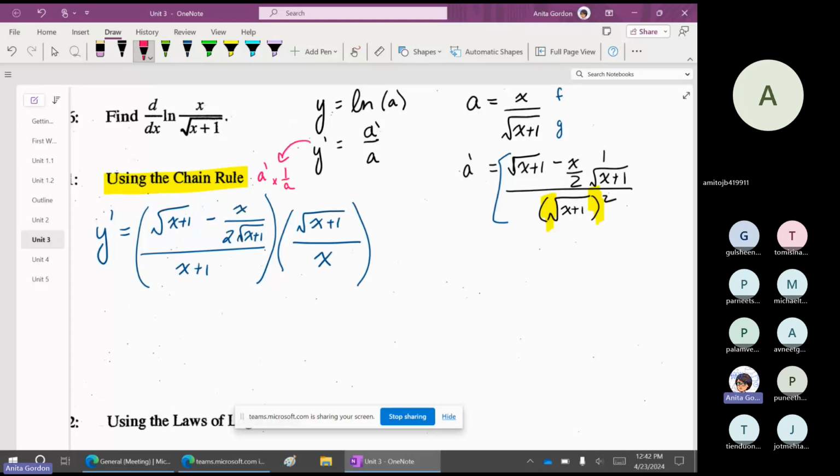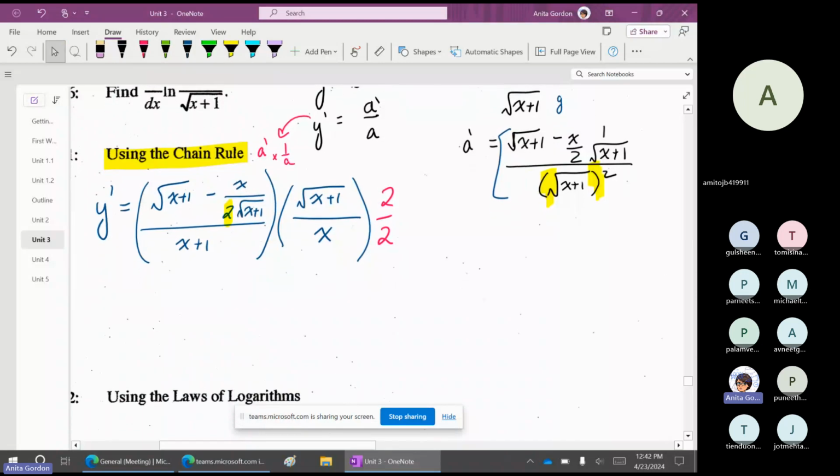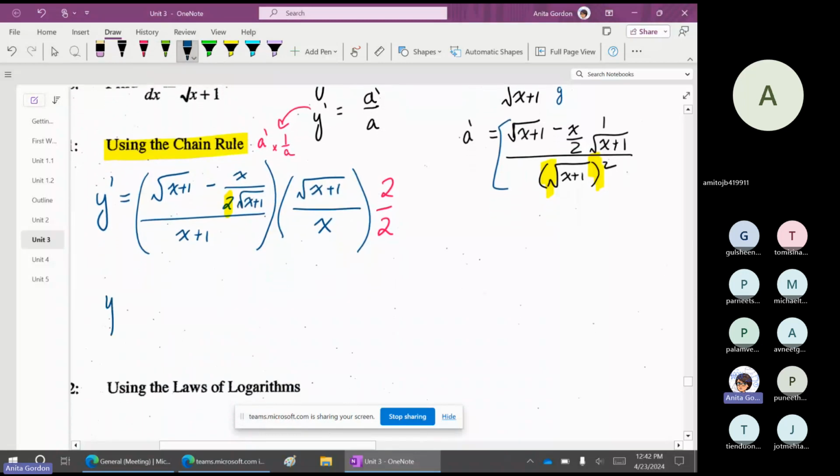Okay, if I do this, I see that the numerator does get simplified, but I still have a 2 in the bottom. So let's multiply by 2 over 2, right? Because I don't like that this is stuck there. So I'm going to multiply everything by 2 over 2, and then we're going to distribute. Y prime is x plus 1 times x plus 1, both in roots, is just x plus 1.